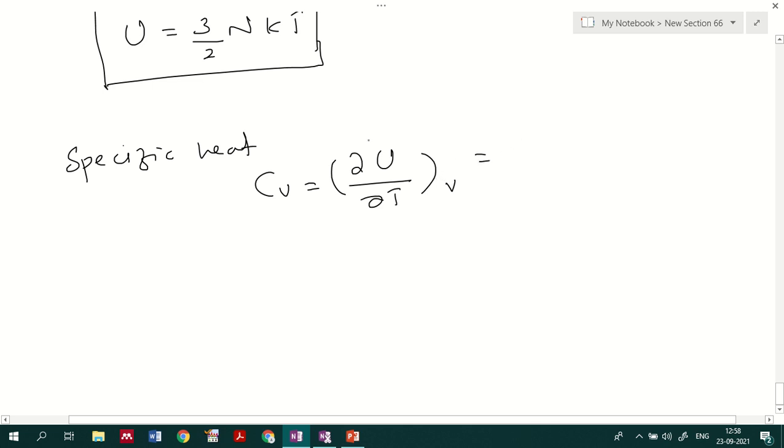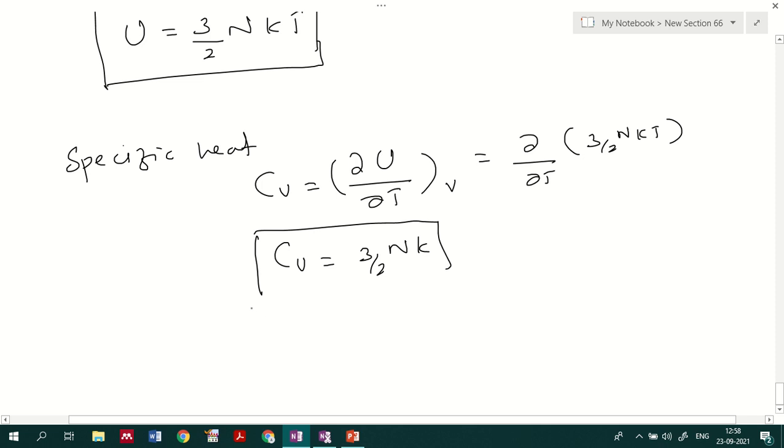So that is equal to, if you substitute that, ∂/∂T of 3 by 2 nkT. So you will be getting Cv equal to 3 by 2 nk, where k is the Boltzmann constant. I repeat, it's the Boltzmann constant. So it is the specific heat capacity at constant volume.